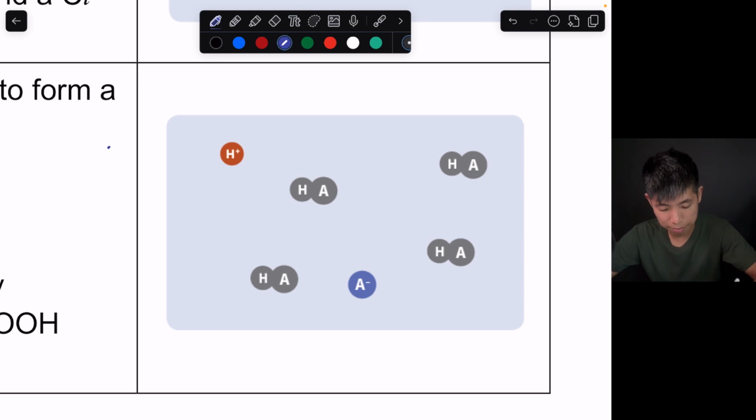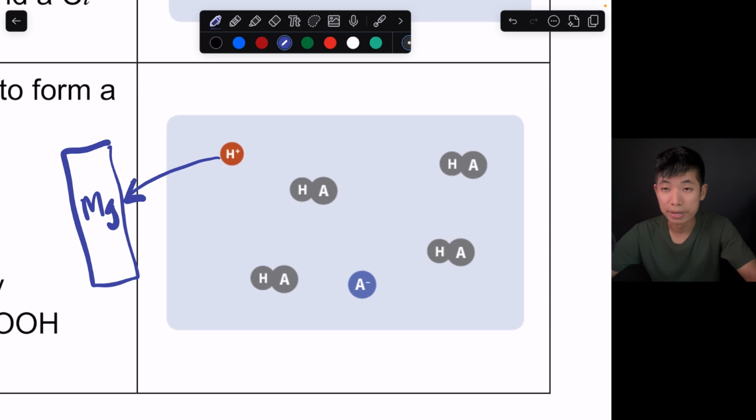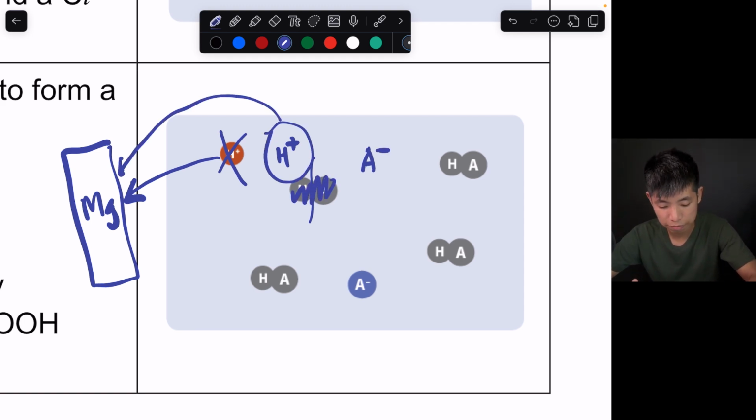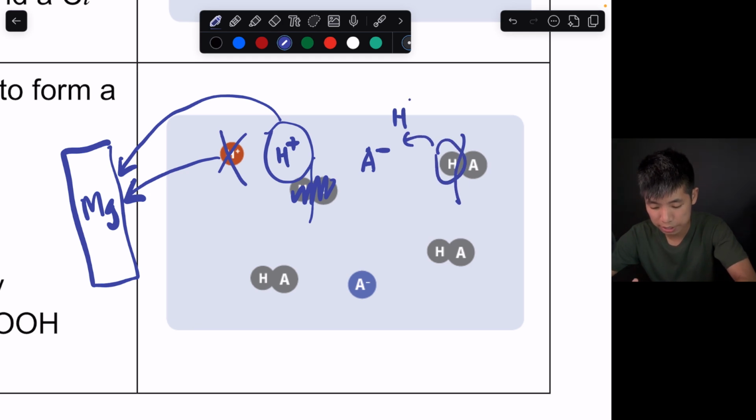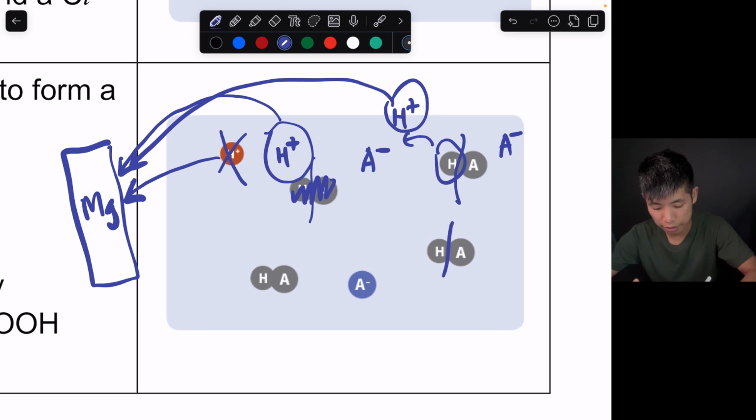So for example, if I have a piece of metal here, let's say magnesium, so your H plus and your magnesium metal can react together because acid reacts with metal to form salt and hydrogen. So once this H plus ion has reacted away, more of these acid molecules will break up to form H plus and your anion. And then this H plus will then react with the metal again. More of it will undergo dissociation to form H plus and A minus. This one will then react again until eventually all the molecules undergo dissociation.